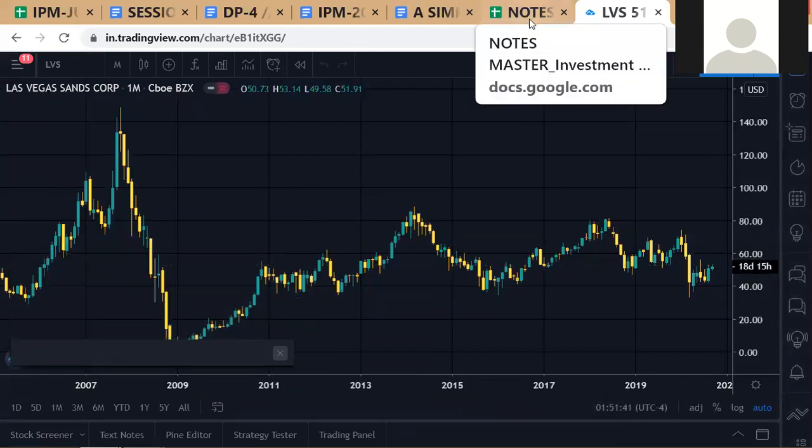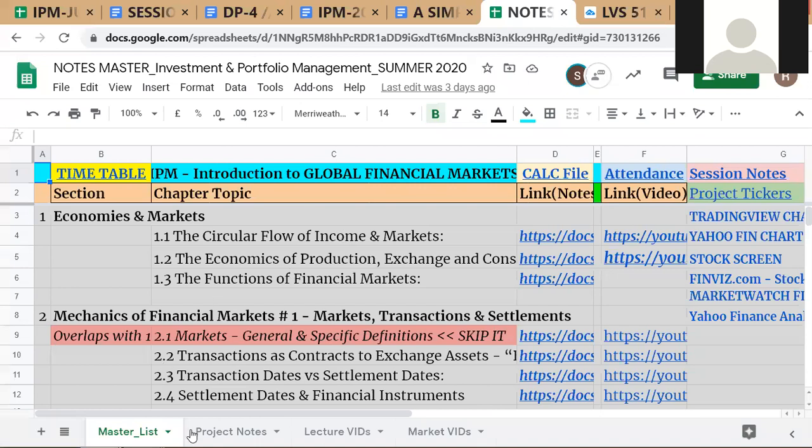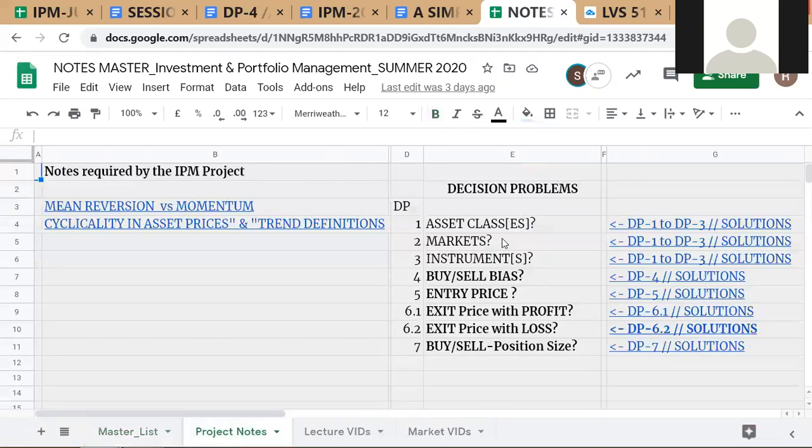I will try to anchor you once again in where exactly we are, so that you don't get confused and it does not appear as if we are just covering a whole bunch of things in a haphazard manner. So let's look at this. We are going through all the decision problems that you have to go through in order to execute this project. The first three problems I have already solved for you, and we are mainly focusing on problems 4 to 7.